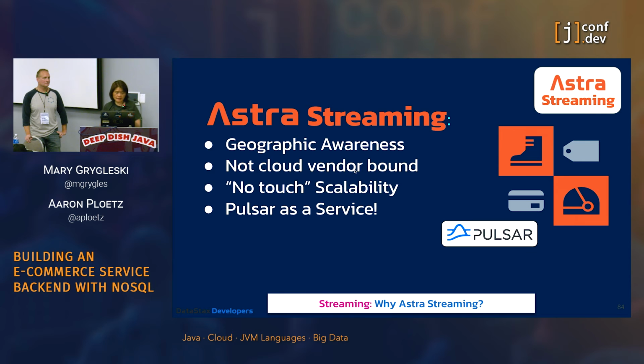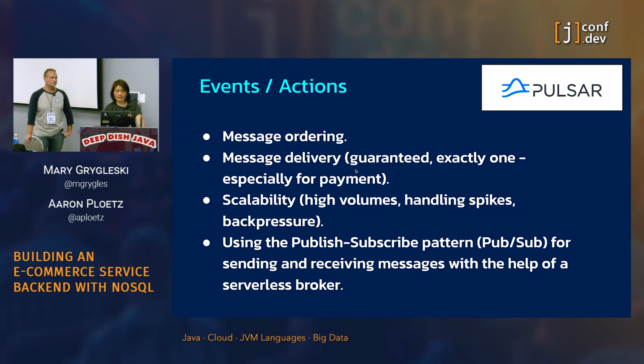This is a pictorial describing, again, geographic awareness. Actually, I should say, this is Astra Streaming. It's supported by DataStax, and it's Pulsar under the hood. Essentially, it's Pulsar as a service, so you don't have to manage so many things directly. Also, a note not mentioned here: we also have Luna Streaming if you want to host it yourself, using Helm charts to deploy, that type of thing. Then you can buy services, for example.